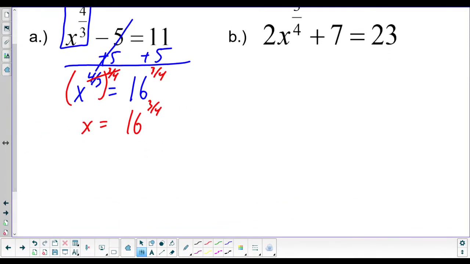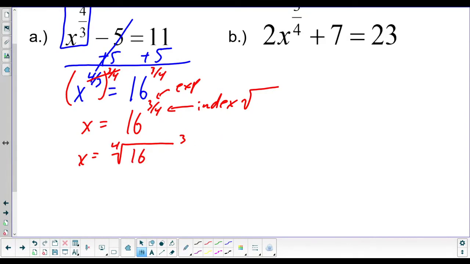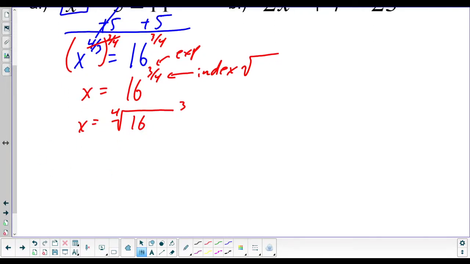Luckily, you have a teacher who's already showed you what to do with fraction exponents. So recall, the bottom number is our index for the root, and the top number is the exponent. So let's rewrite this. X equals the 4th root of 16 cubed. All right, we need to simplify the 4th root of 16. If you have a calculator, it'll tell you. In fact, if you have a calculator, you could just type this in and it'll tell you the answer.